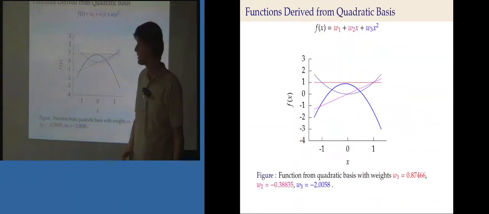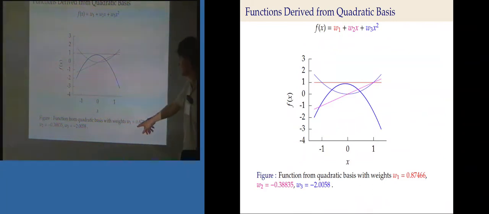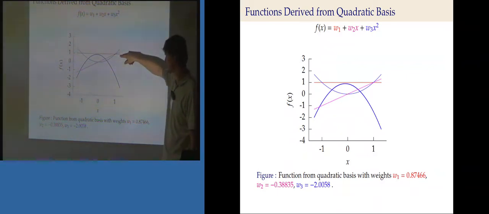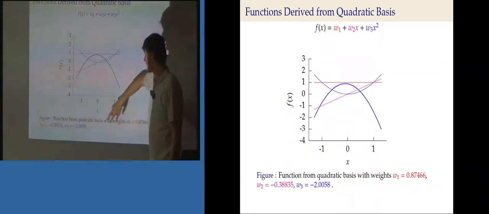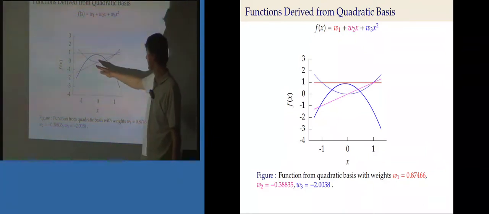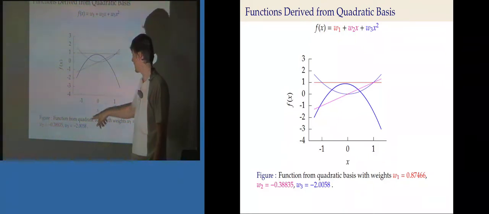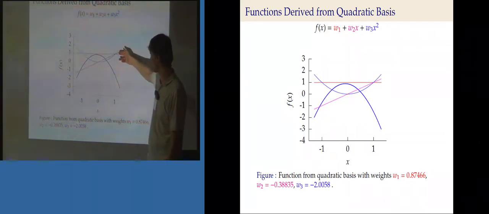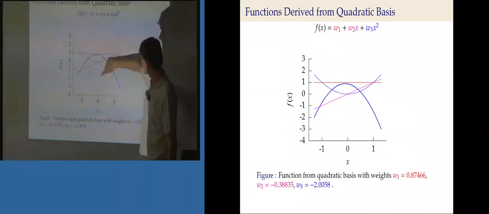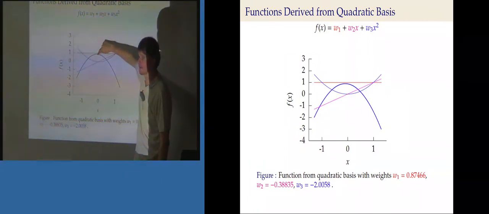So here's some different weightings. In this case, we've taken a weighting of the constant thing of 0.87. So that's being weighted by 0.87. That's being weighted by minus 0.388. That's the linear term, this basis function here. And this is by minus 2. So what we see is the sum of those three things at 0, we go through something that's 0.877. Yeah?